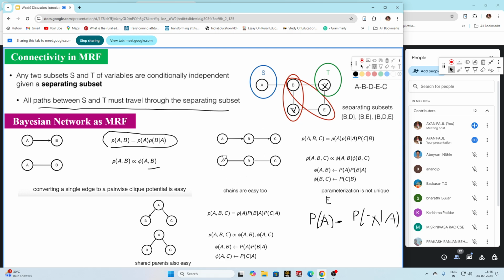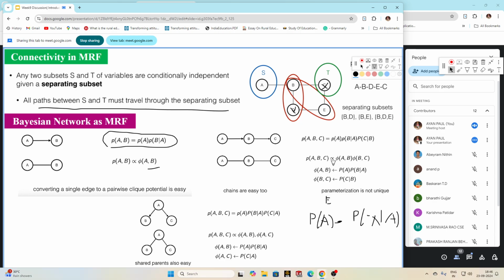Now what about this case, where B is a child of A and C is a child of B? How can we find our probability by Bayesian network? The probability of A, B, C will be equal to the marginal probability of A, times the conditional probability of B given A, times the conditional probability of C given B.